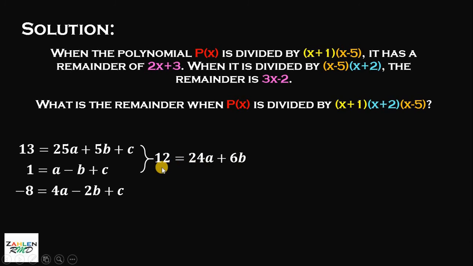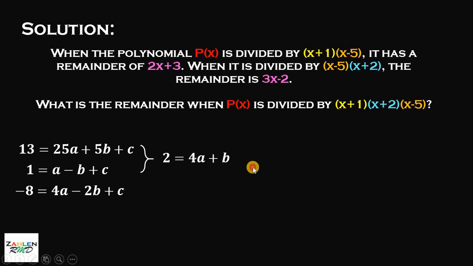And we will have 12 because 13 minus 1 is 12. 25a minus a is 24a. 5b minus negative b will give us 6b. And c minus c will give us 0. Now 12 equals 24a plus 6b. Simplify this equation by dividing all terms by 6. So we have 2 equals 4a plus b.